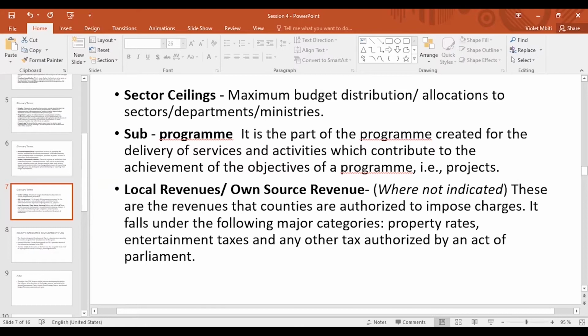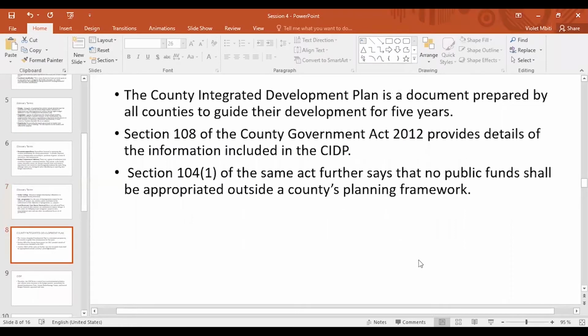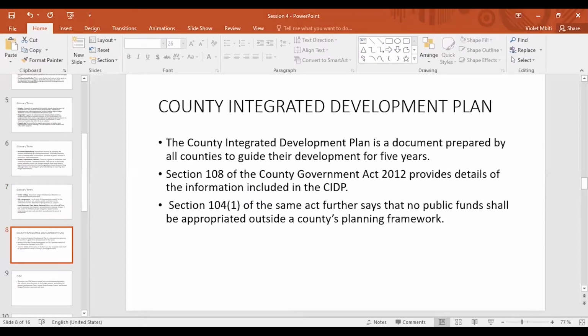So now we can go ahead and take a look at the County Integrated Development Plan. The County Integrated Development Plan is a document prepared by all counties to guide their development for 5 years. In Machakos, the current County Integrated Development Plan we have is 2018 to 2022. The previous one that we had was 2013 to 2017, okay?